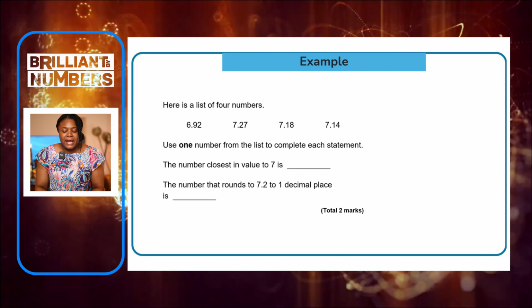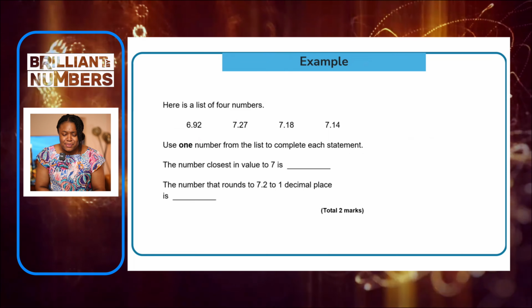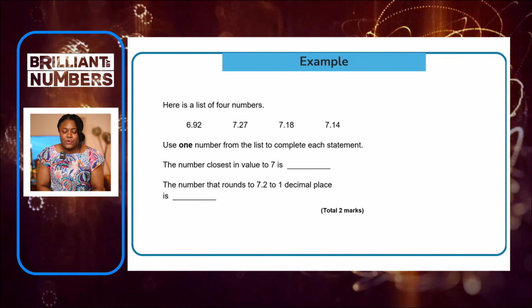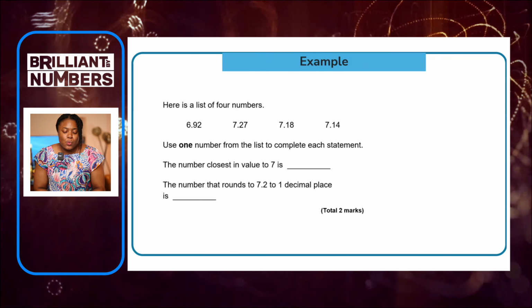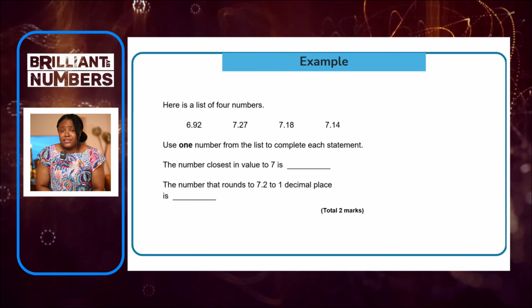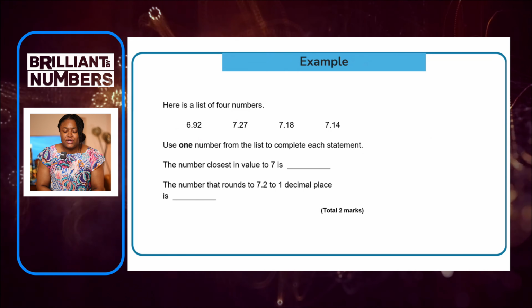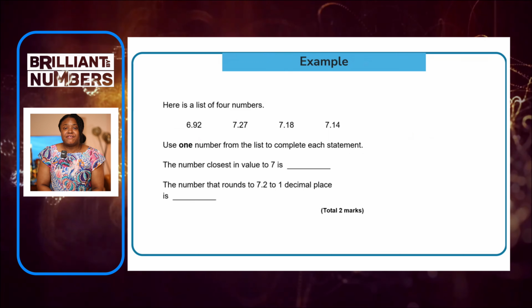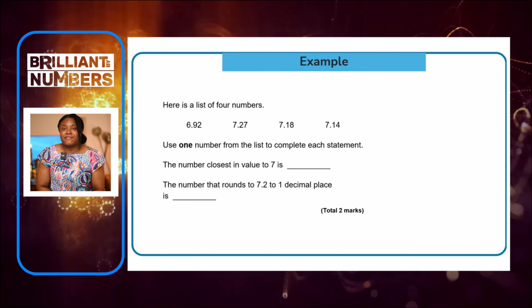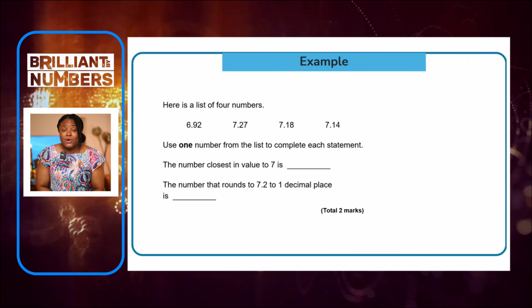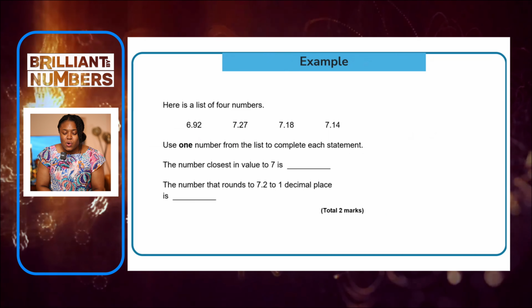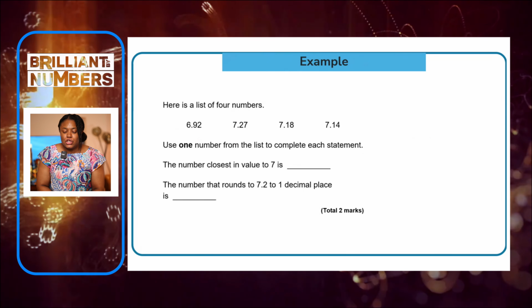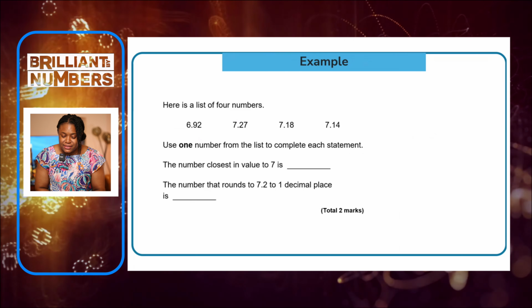Beautiful. Okay, so for our next example, here is a list of 4 numbers. We're given 6.92, 7.27, 7.18, 7.14. We're asked to use one number from the list to complete each statement.